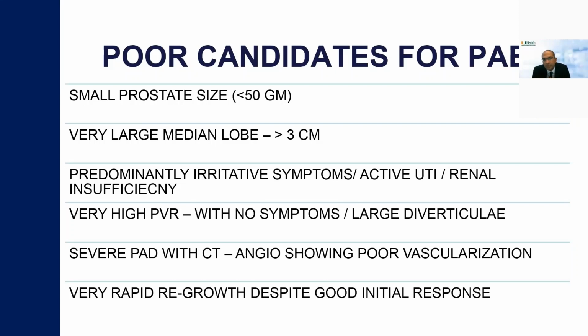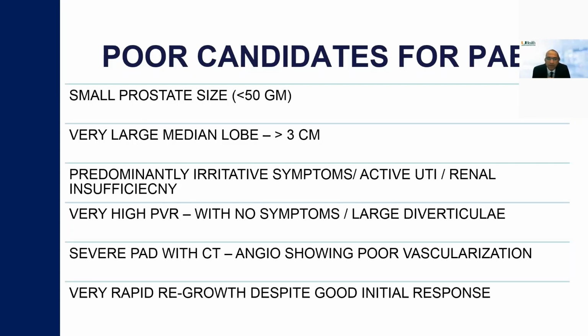Very large median lobes, more than 3 centimeters. Patients with predominantly irritative symptoms, patients who have active UTI, and patients with renal insufficiency, especially if it's significant renal insufficiency, especially creatinine 2 and above. My cutoff is creatinine of 2. Rest I can optimize and I can still treat them, use carbon dioxide instead of iodinated contrast, but still we are able to treat them.